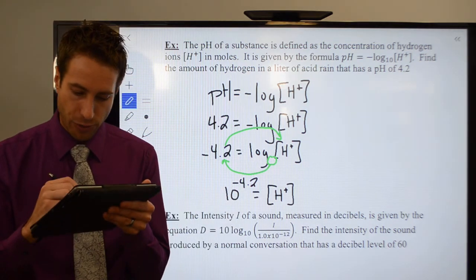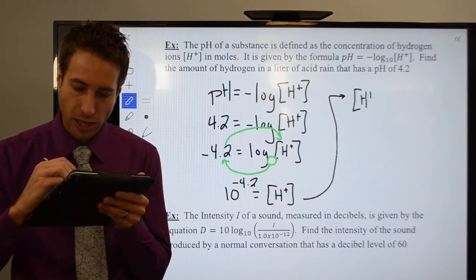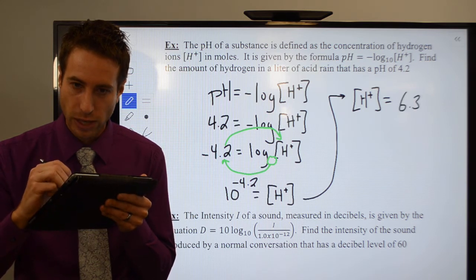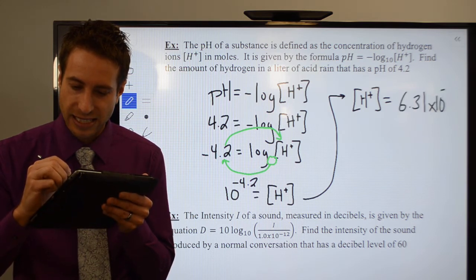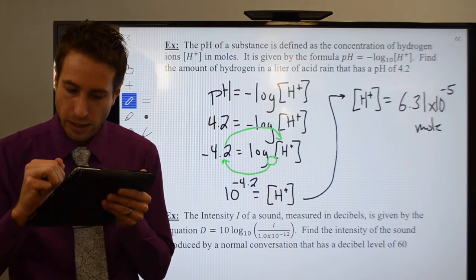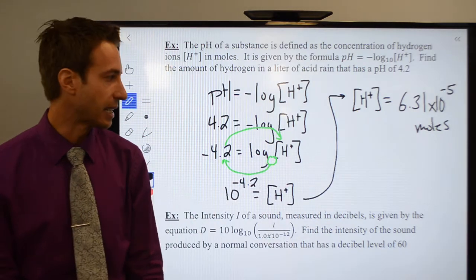You just go ahead and throw that into your calculator, and you wind up with the hydrogen ion concentration equal to 6.31 times 10 to the negative fifth. I'm going to write moles because we like numbers with units, but just remember the brackets mean moles in chemistry.